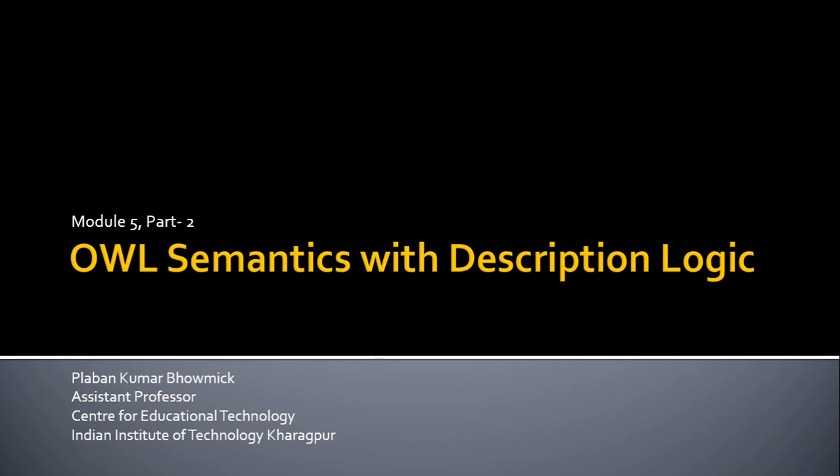Hello and welcome to part 2 of module 5. In module 5, we are discussing the web ontology language. In part 1 of this module, we have discussed the different constructs that are available in the OWL language in the first place. And we have seen that there are different families of OWL, namely OWL Lite, OWL DL, and OWL Full. And we have given plenty of examples where we can see that different class expressions can be formulated using this OWL language, right?